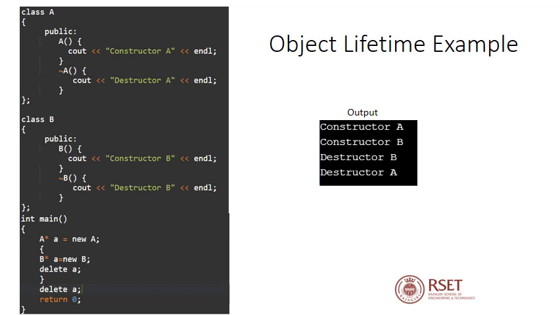So once the delete operator is called to free the memory, the destructor will be called, and in this case we'll get the print statement destructor A or B. So let's go to the main function.